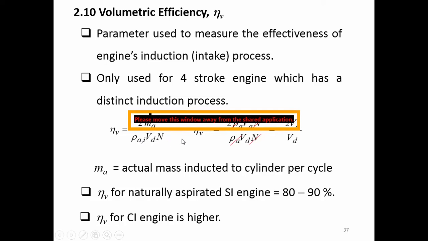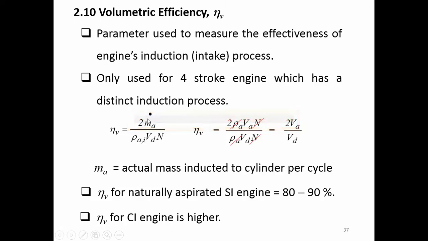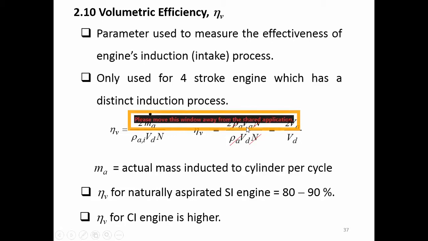Now, if I want to express this shortly in terms of volume, in order to represent this volumetric efficiency, I can change the air mass flow rate by using the density of the air times the volume of the air that flows in. And we have the same engine speed here. So the volumetric efficiency becomes 2 times the actual volume of the air that flows in divided by the displacement volume of the cylinder. This is the definition of volumetric efficiency.